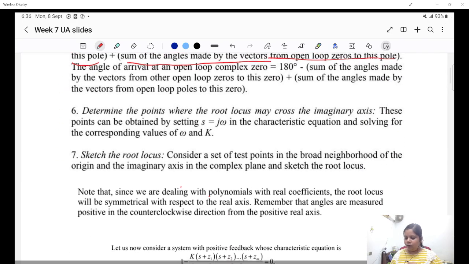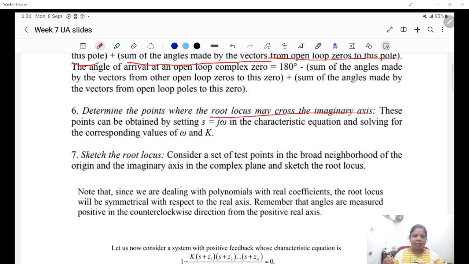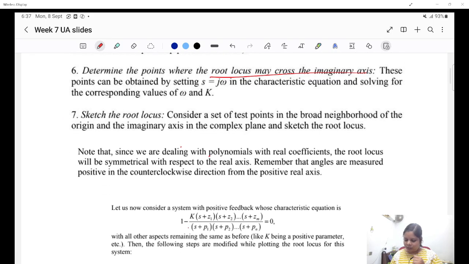Then we also want to know the points where the root locus may cross the imaginary axis, because that is of importance. If it crosses the imaginary axis and moves to the right of the s-plane, we know that for those values of k, the system is going to be unstable. The system is going to be unstable for those values of gain. So we need to know the crossover point beyond which we cannot make the gain k of that value, because it might destabilize the system. Okay, then we sketch the root locus.